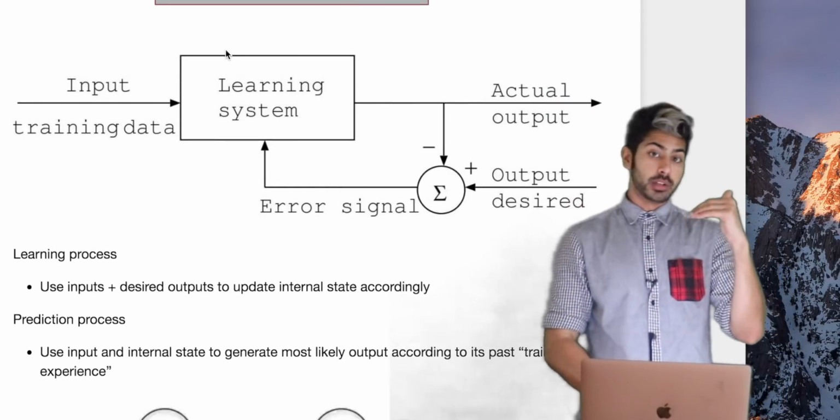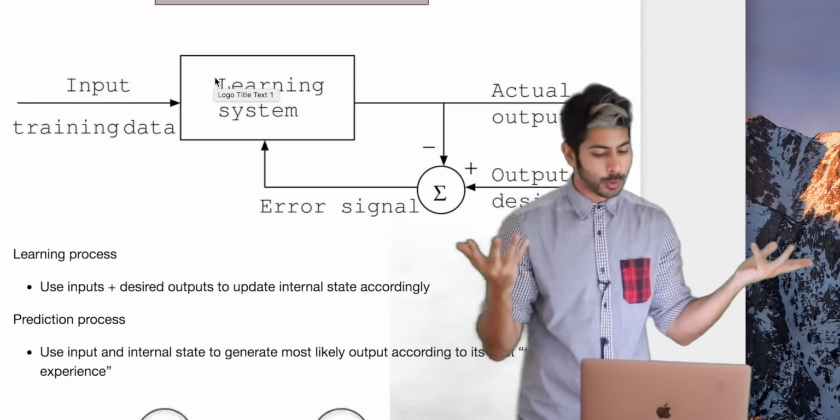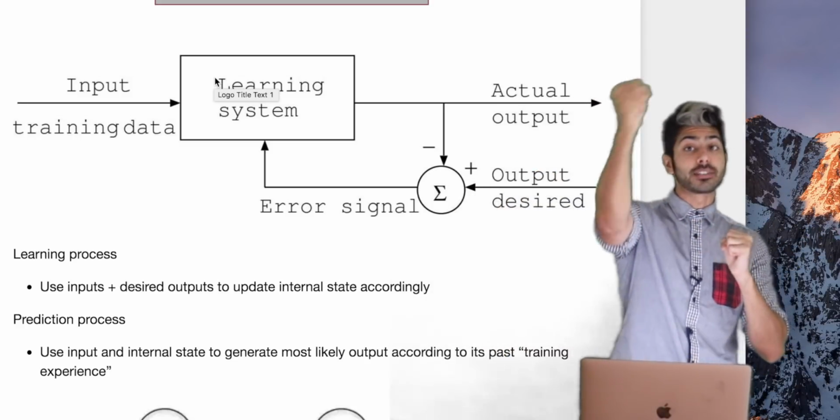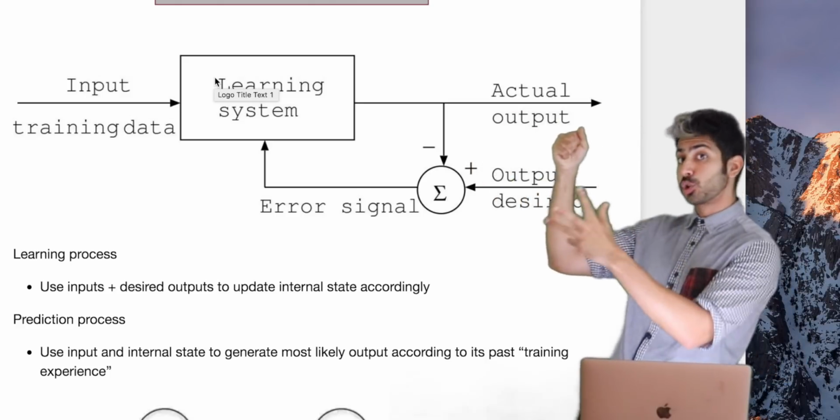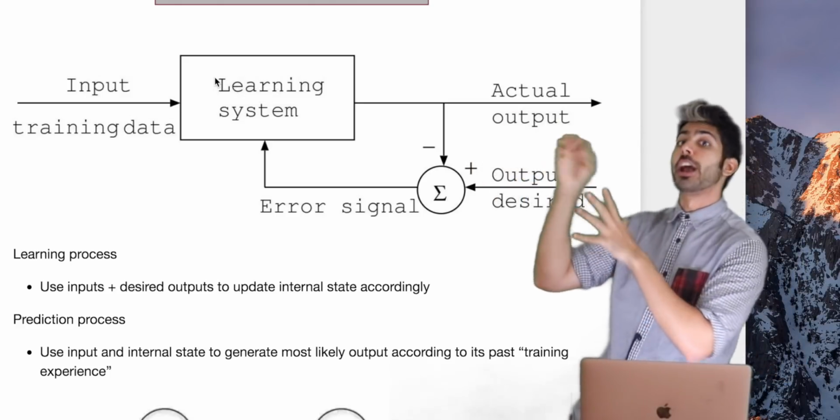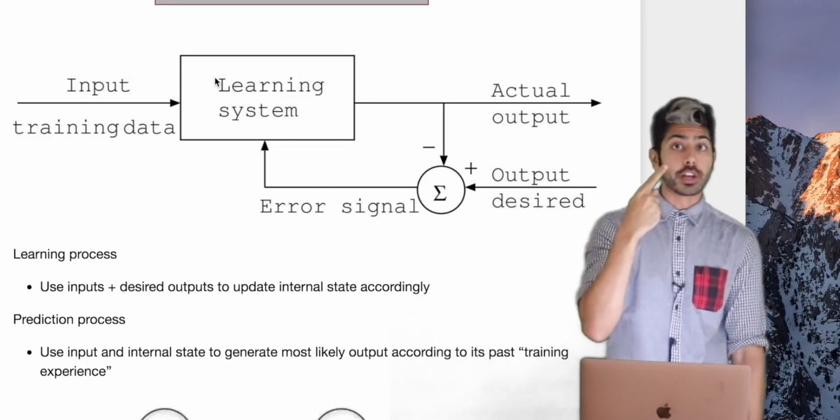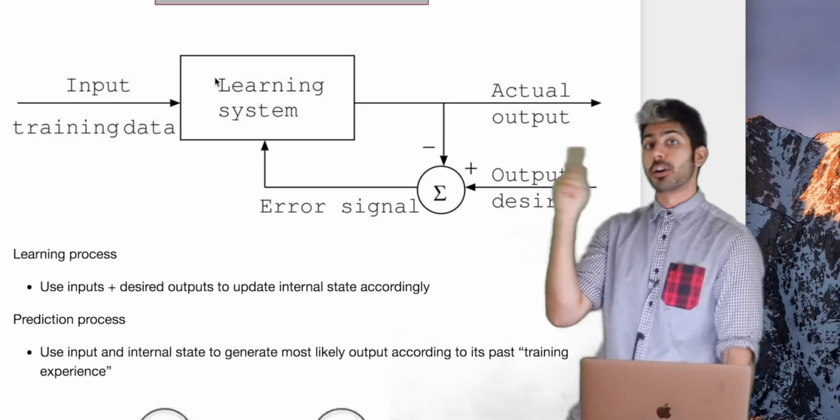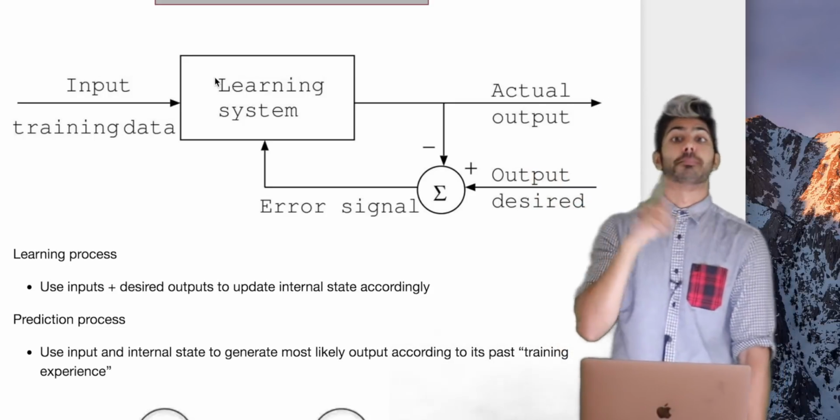So we have some input training data. We feed it to this learning system, which is a neural network, and it predicts an output. We then compare that predicted output to the actual output, and we compute some error value. We use that error to then update the learning system, so then every time it gets better and better. That's just the training process. And that updating process is backpropagation.